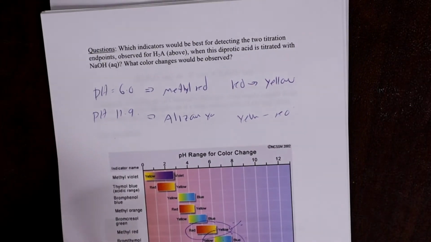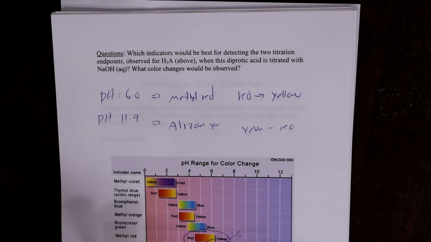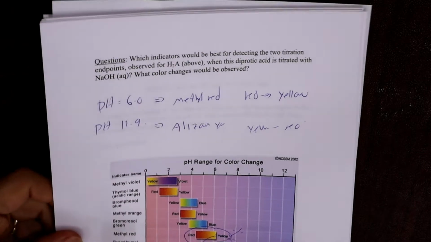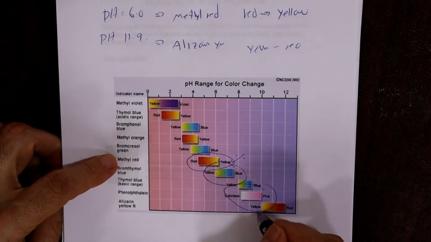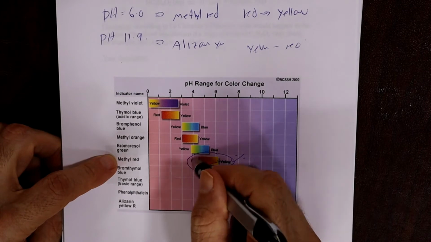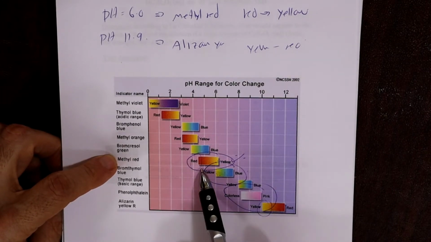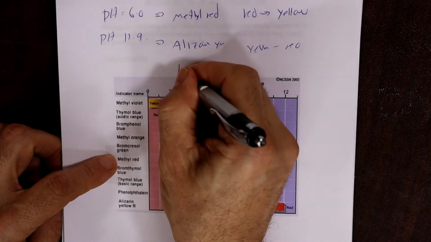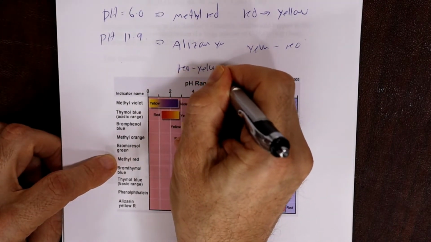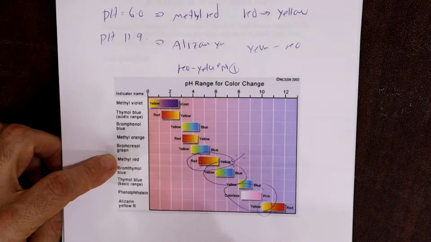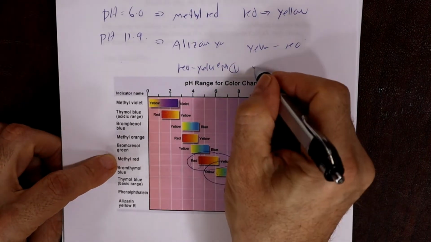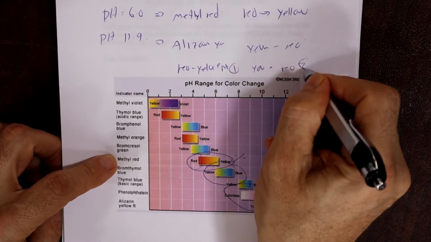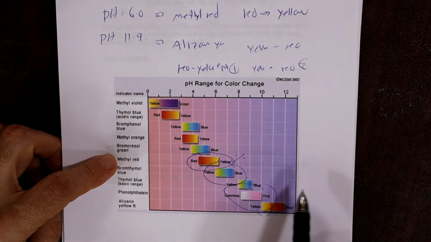So the question says, what would we expect? Well, at the low pH range, this guy's yellow and this guy's red, right? So there's two things in the beaker at the same time. This will go to yellow, so it'll go from red to yellow. This will still be yellow when we get to pH 6. So we'd see a red to yellow for endpoint 1, okay? And then yellow to red for endpoint 2.